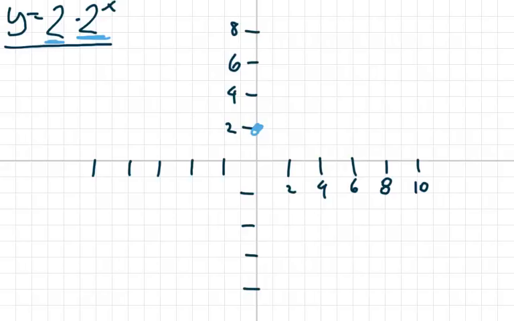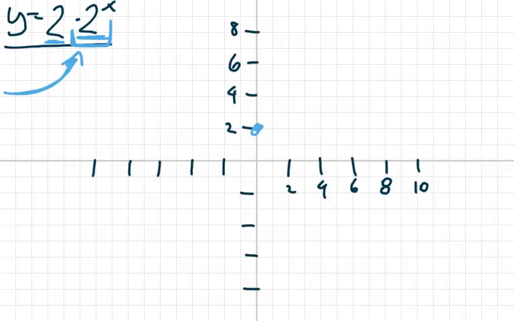We can also see, since the rate of change, the base of the exponent, is 2, that means for every unit that x increases, this function grows or doubles. This is an upward sloping graph because it's exponential growth, so we know that the shape of the graph is going to be something like this. It's going to curve upwards.